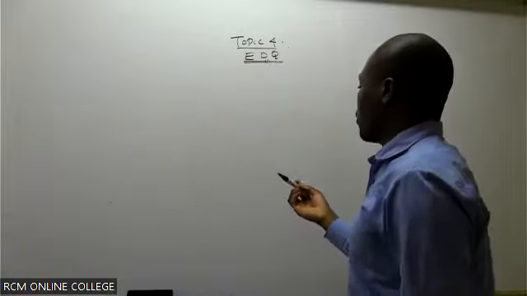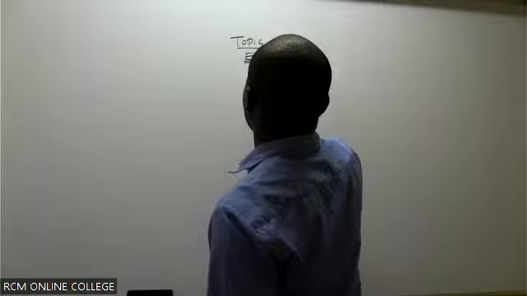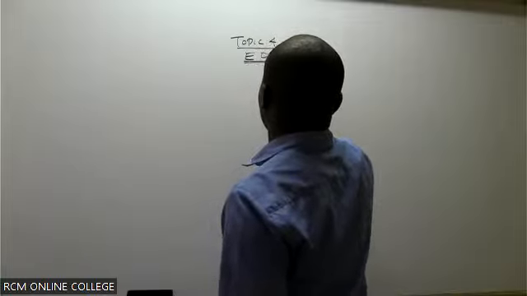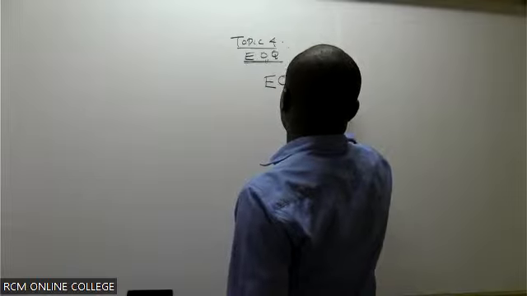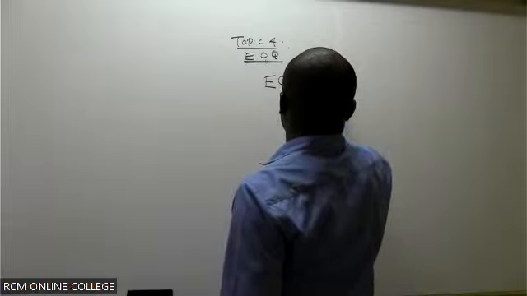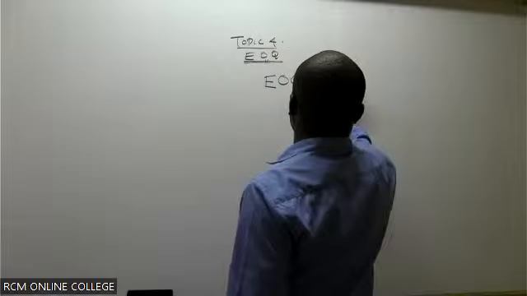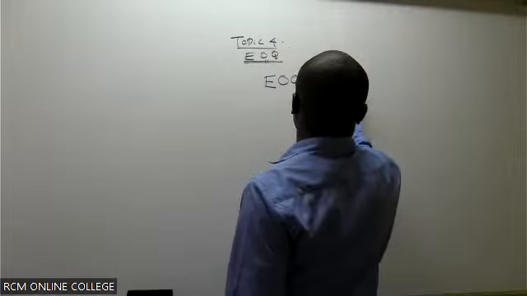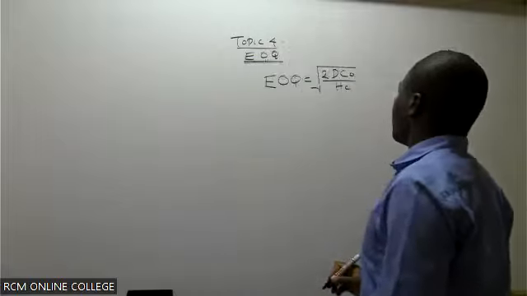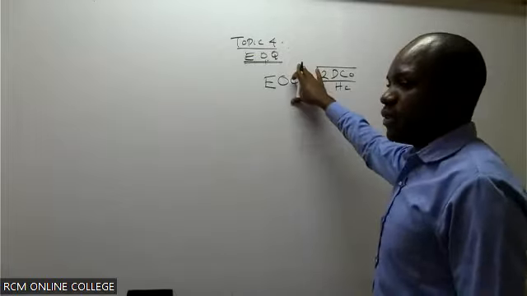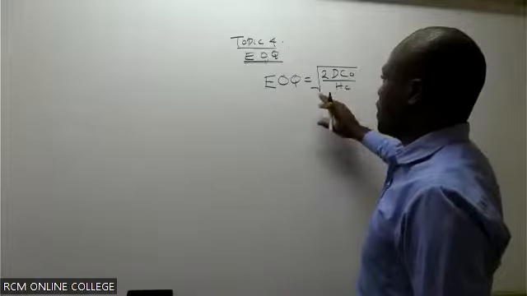So here, the economic order quantity is equivalent to the root of 2 times demand times ordering cost divided by holding cost. So someone is already wondering, how do we arrive at this particular economic order quantity as a concept?